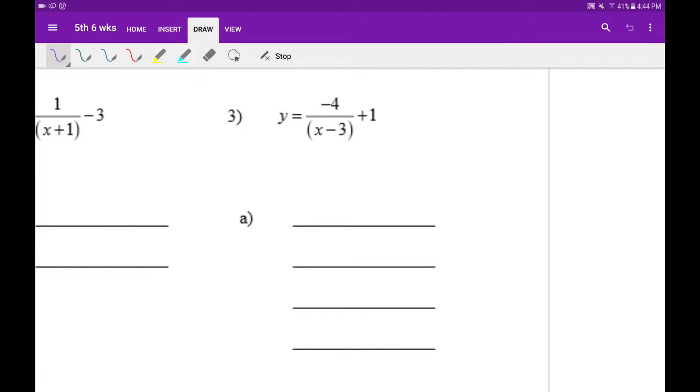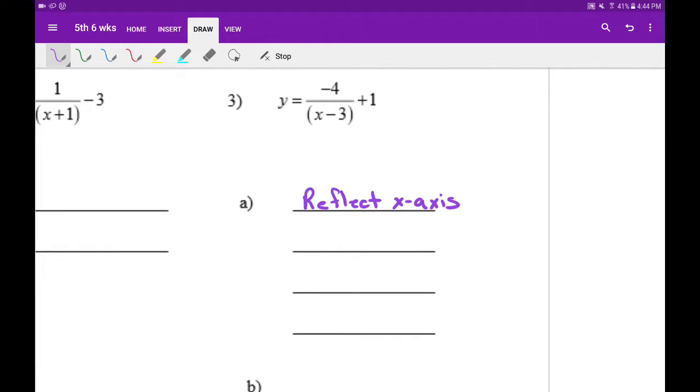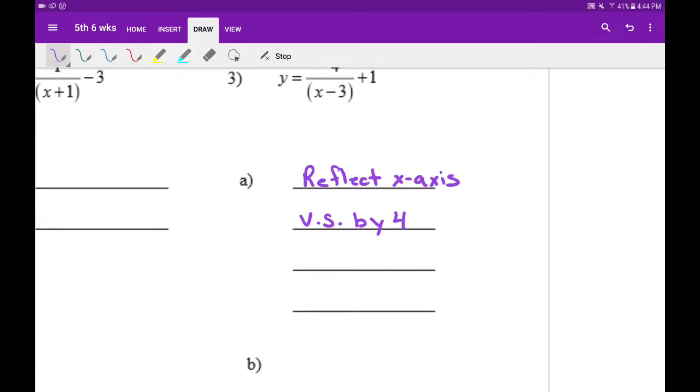So the negative on the top in the numerator, that's going to reflect across the x-axis. Okay. The 4 is bigger than 1, so that's a vertical stretch with a factor of 4. Okay, the x minus 3 here, where h is actually a positive 3, that's going to move the graph to the right 3 units. Okay, and then plus 1 is our k value, which moves it up 1.